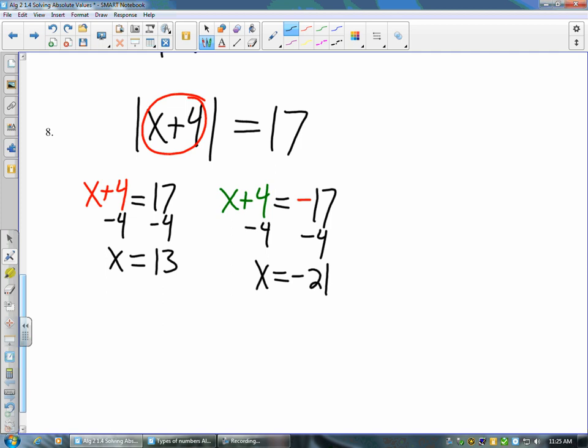So the two answers that you could put back into x would be a 13. 13 plus 4 is 17, absolute value it. And yes, that's 17. Or the other value could be a -21 put back up into x. -21 plus 4 is a -17, absolute value it. It's +17. You're back to your 17. So you need to split it into two cases. The first case is positive. The second case is negative.